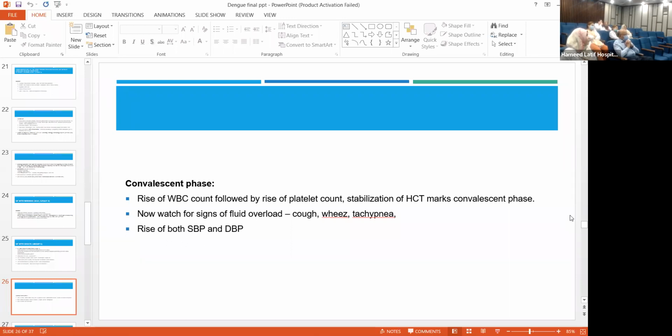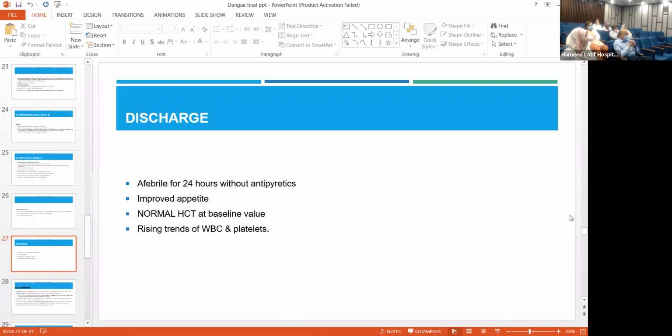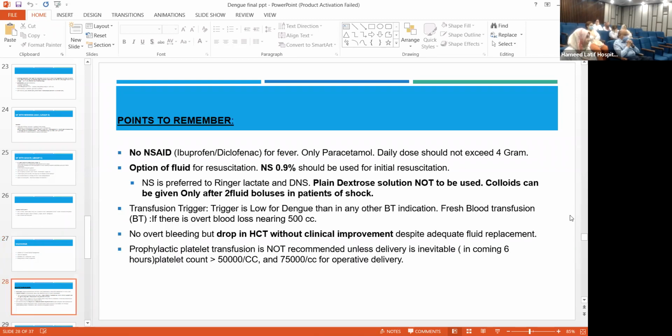Now we should watch for fluid overload. I have also mentioned before that pulmonary edema might occur because we are giving so much fluid, and we should watch the patient closely for any cough, wheeze, tachypnea, or any signs of systolic or diastolic blood pressure increase. How can we discharge the patient? If the patient is afebrile for 24 hours without antipyretics, with improved appetite, normal hematocrit or at baseline, and rising trends of WBC and platelets, the patient will be discharged.